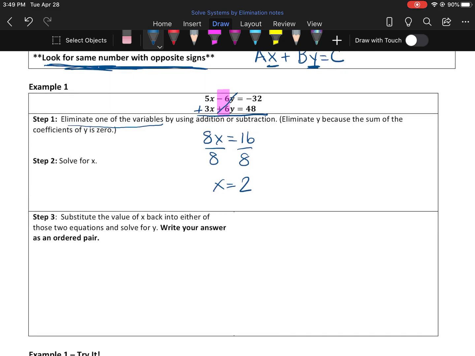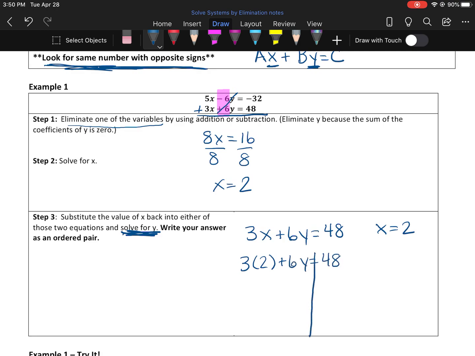Step 3 tells us that we need to solve for y. So we need to take this, substitute it back in. It does not matter which equation. I'm going to use the bottom equation just because there are no negative signs. So here's my equation, and I know x is equal to 2. So I'm going to put 2 in for x. And now I want to get y by itself.